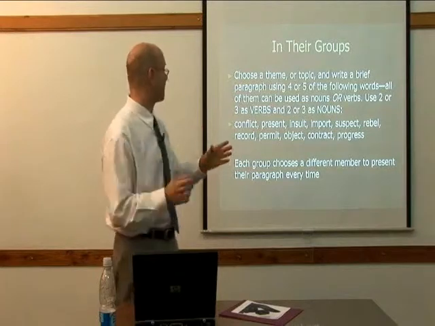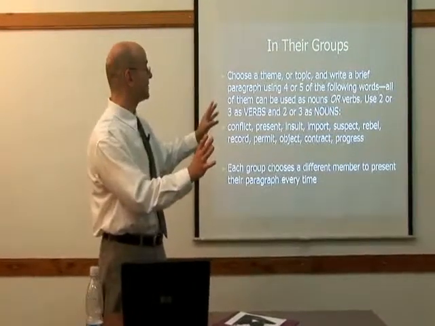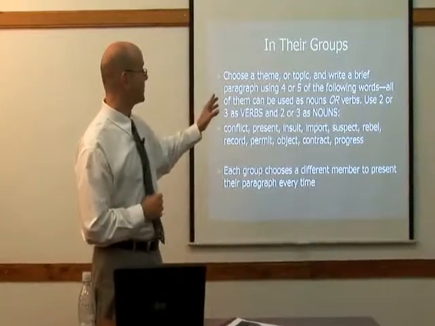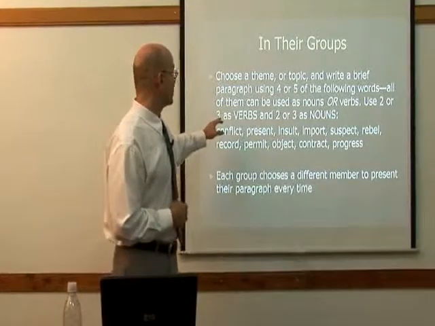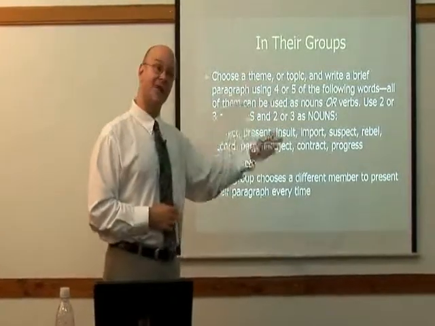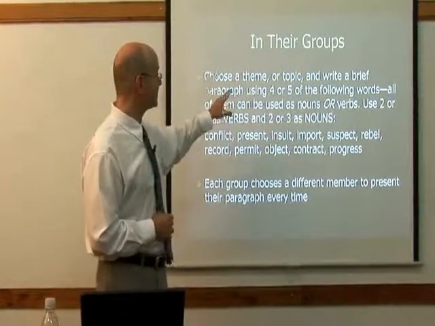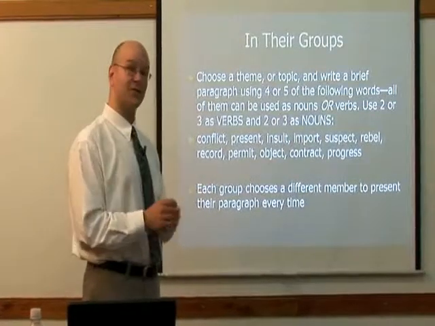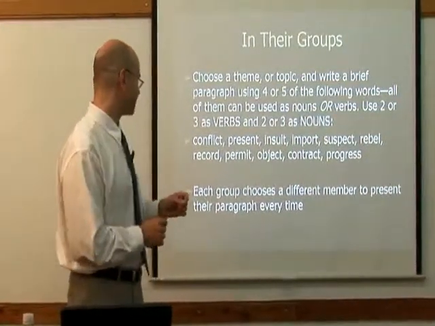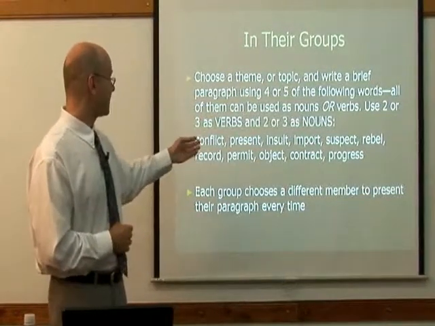because there are many of them. So in their groups, you can ask them to choose, again, I give them the latitude on purpose, choose a theme or topic and write a brief paragraph using 4 or 5 of the following words, all of which can be used either as nouns or verbs. And I would ask the students in their groups to use 2 or 3 particularly as verbs and 2 or 3 particularly as nouns. So for example, conflict or conflict.